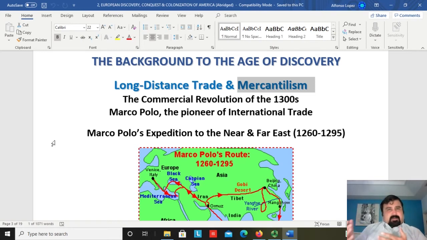So if you're interested in economics or you're studying economics, this is very important because this is really providing the historical background for the rise of an international economy. Again, with mercantilism, this was the first international economic system, and it provided pretty much the blueprint for the rise of an international economy later on.